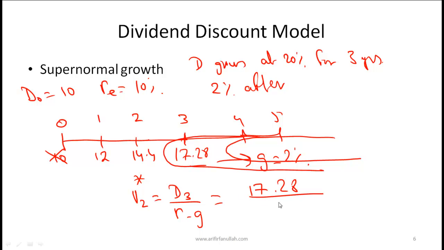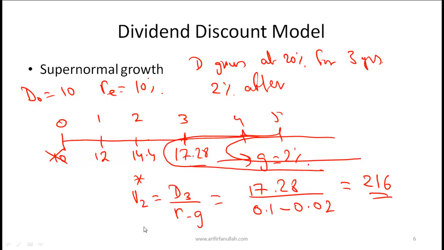17.28 divided by R, which is 0.1, the 10% cost of equity, minus the constant growth, which is 0.02. So this number is equal to 216.